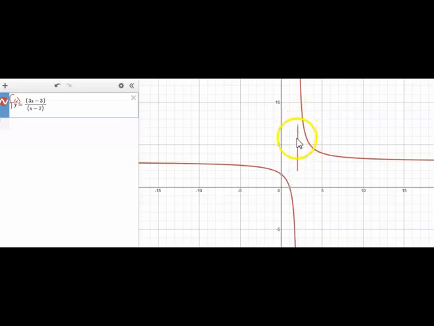This is going to be our vertical asymptote, which is x equals 2, and our y asymptote right here, or I should say our horizontal asymptote, which is y equals 3.